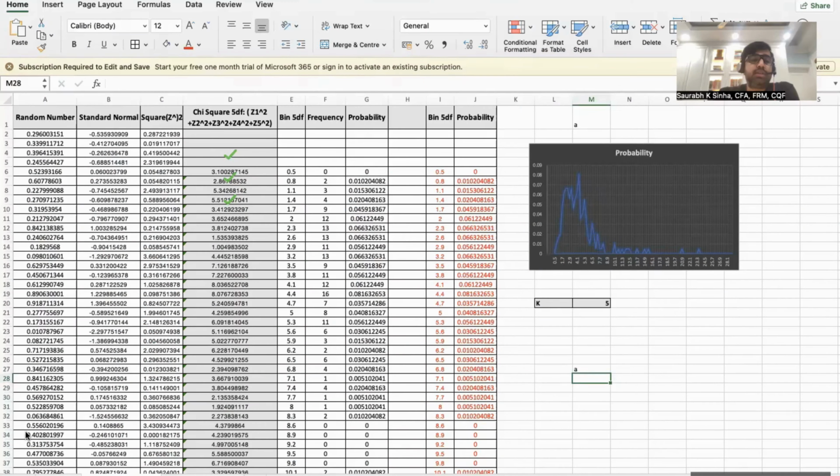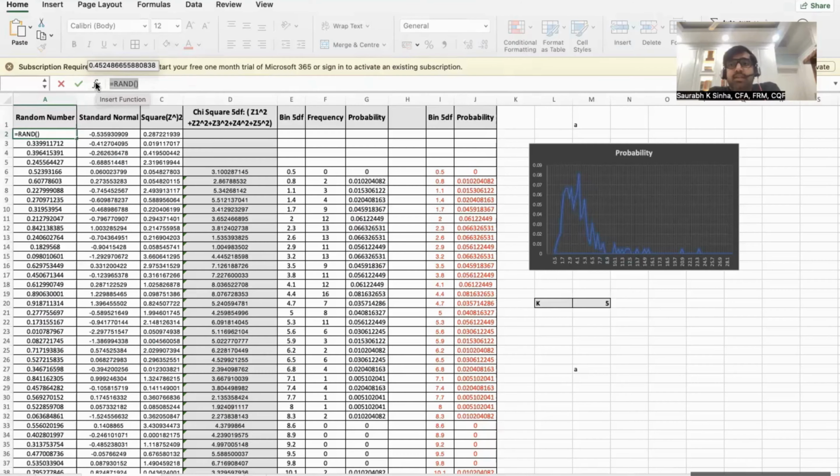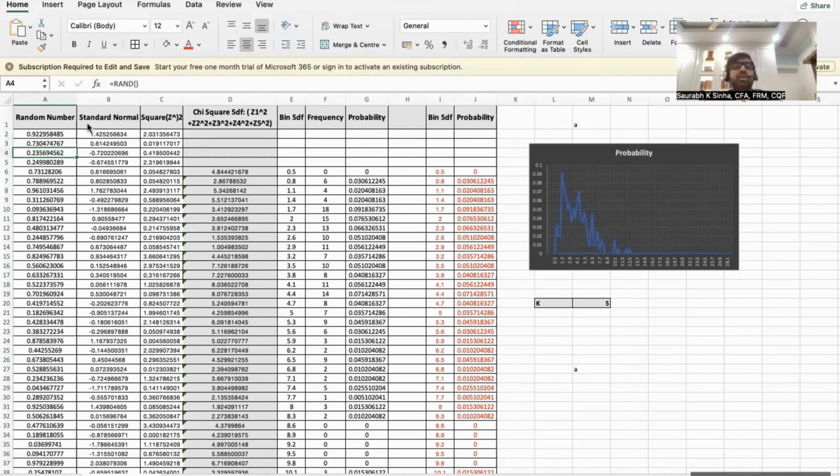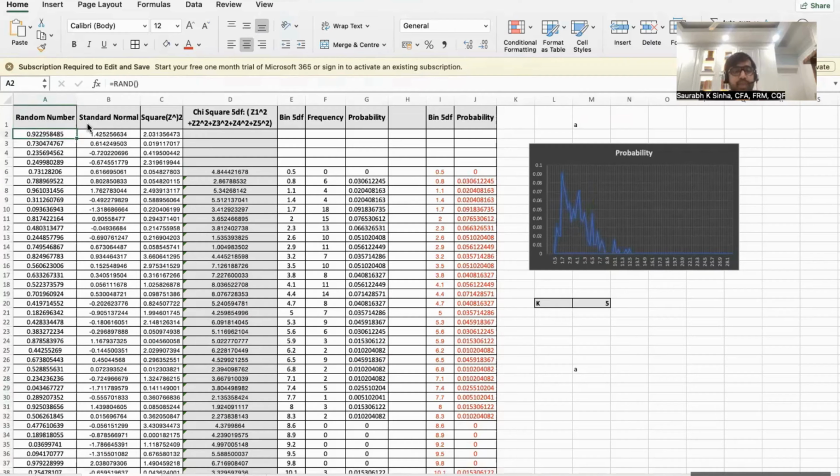So this is our sheet, and understand what's happening. I first generated random numbers. Column A is random numbers between 0 and 1. For that, I have used the RAND function of Excel, and it gives me a random number from a uniform continuous distribution between 0 and 1. How many random numbers have I generated? Near about 199 or 200 random numbers.